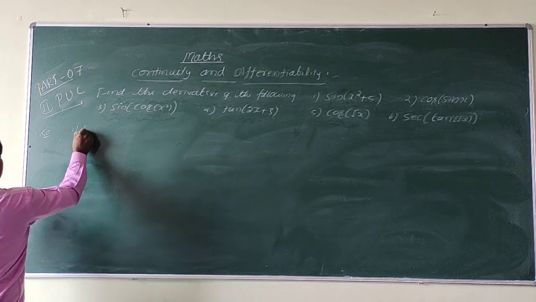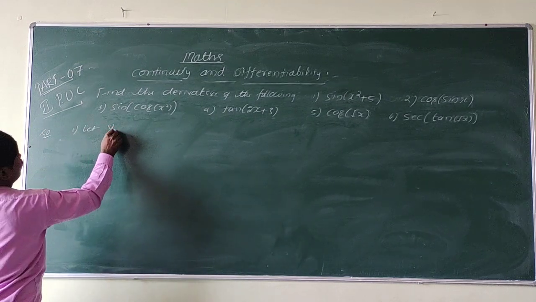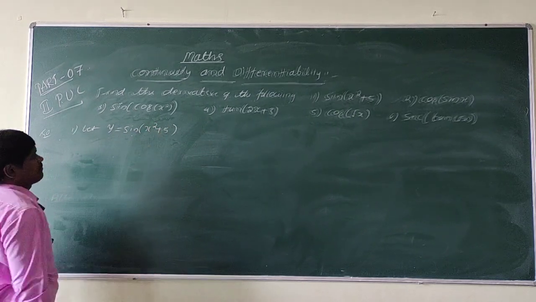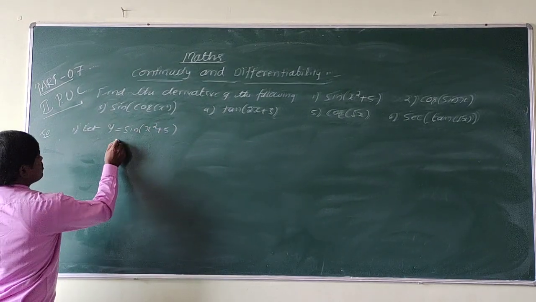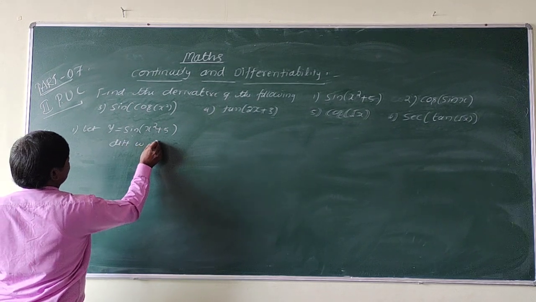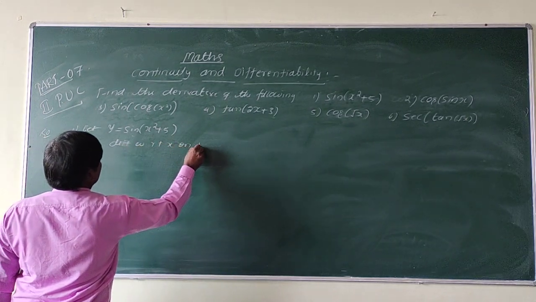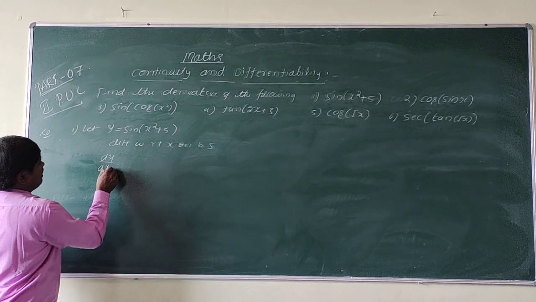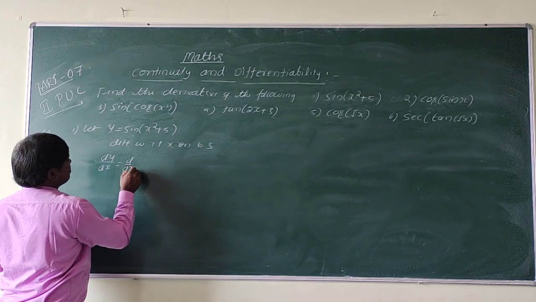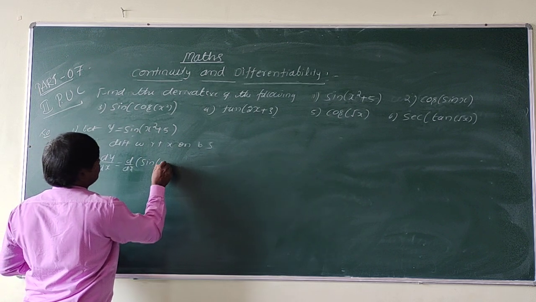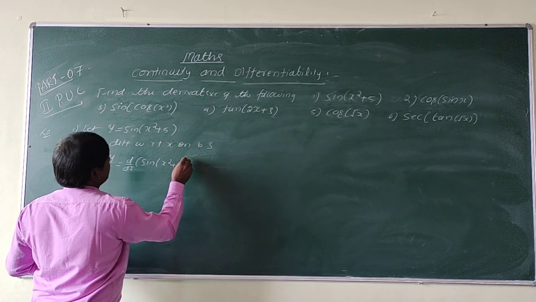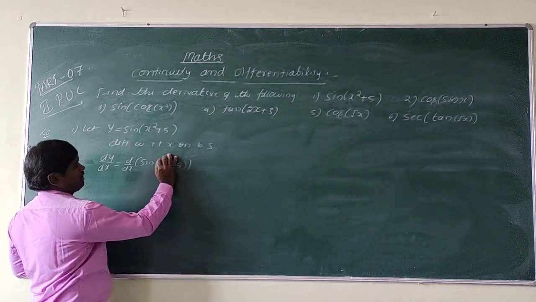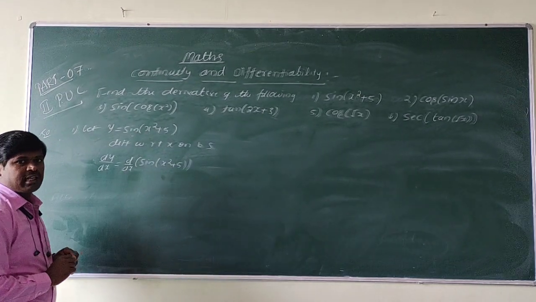So the first one, solution. Let y is equal to sin of x square plus 5. Differentiate with respect to x on both sides. So dy by dx is equal to d by dx of sin of x square plus 5. Just assume the inside term is x.